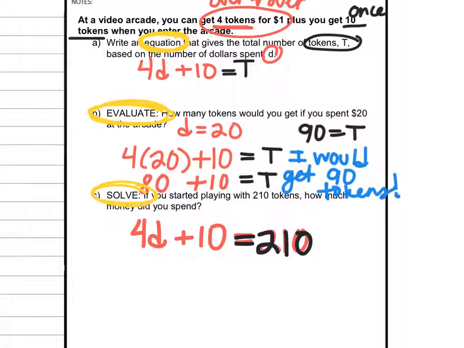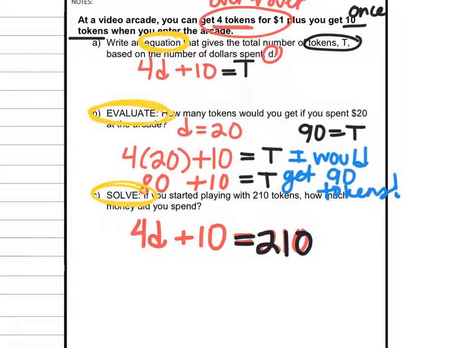So all of a sudden D is back to being a letter instead of a number. Why did I change it back to a letter? Would you please talk to your neighbor about that? Why is it back to a letter? Tell them, please. Turn and talk.